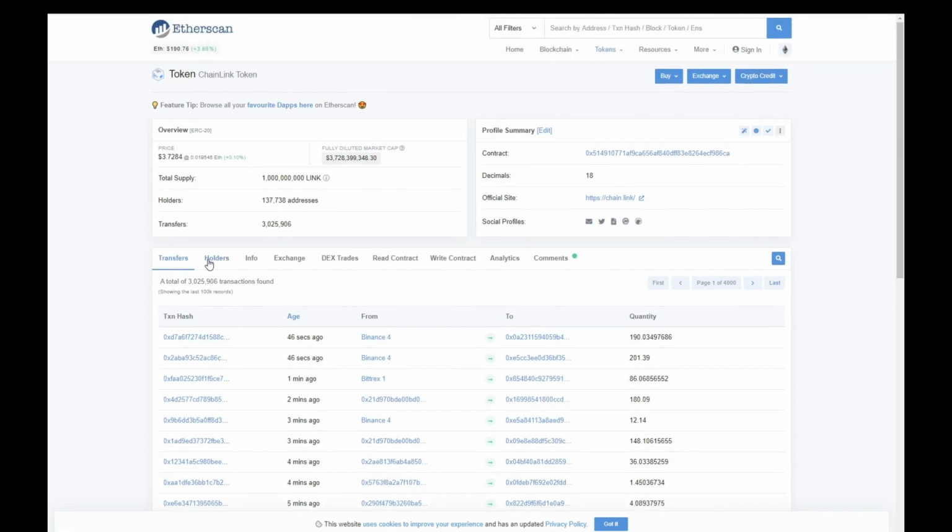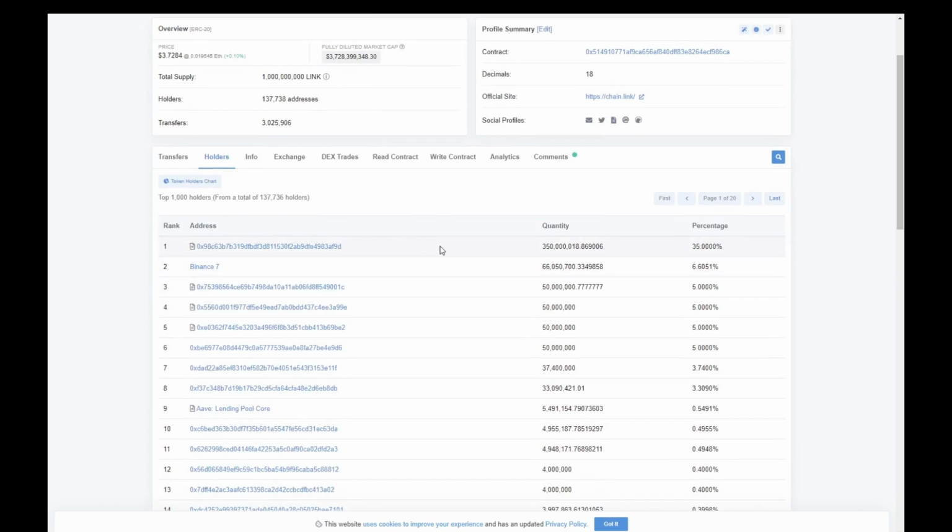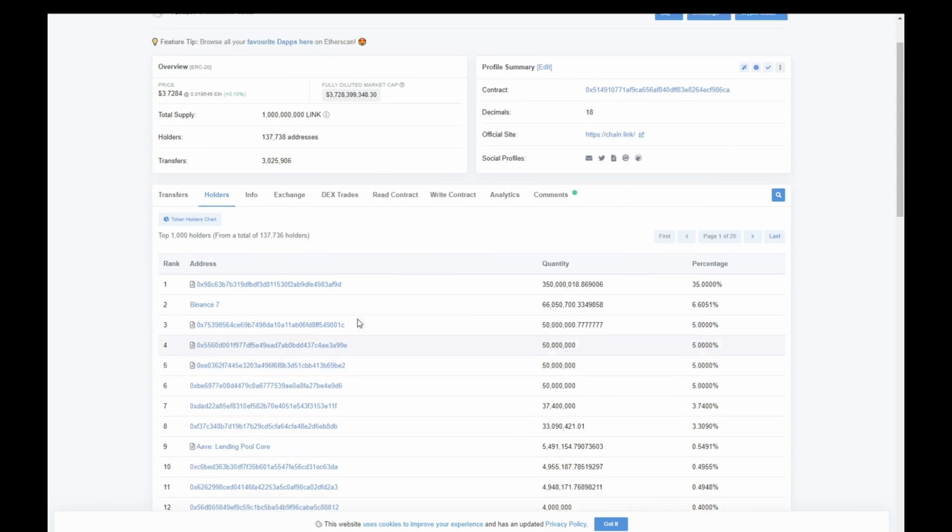If we go into the holders, we see number 1 is holding 350 million of the token, that's 35% of the supply. Then the following accounts hold, so Binance has 66 million, and then moving down with several addresses. I've not looked into these yet because this is just a basic video, but some of these will be the team's holdings.